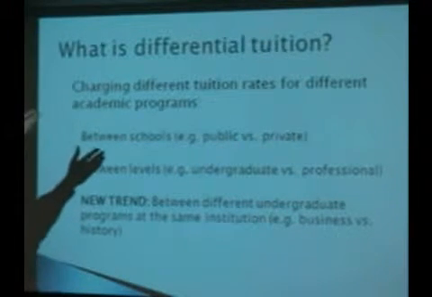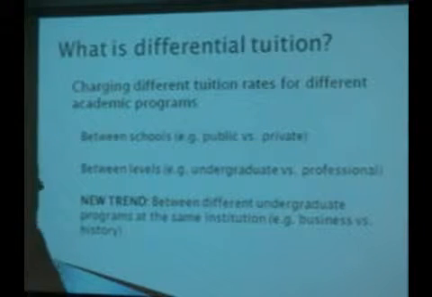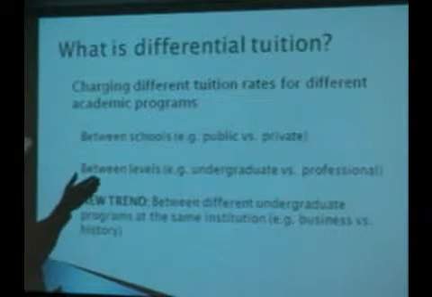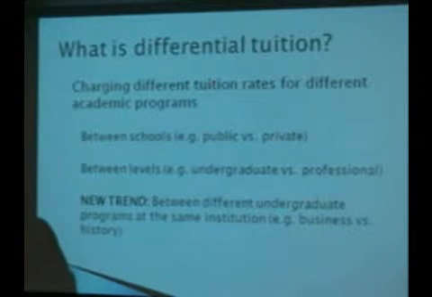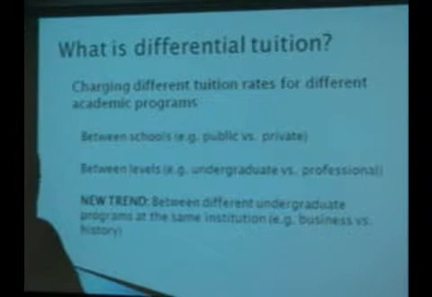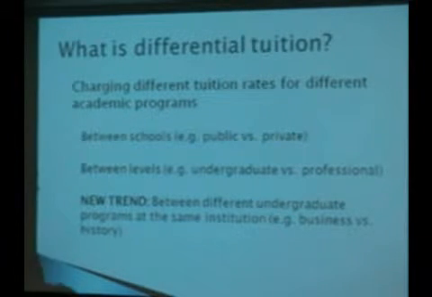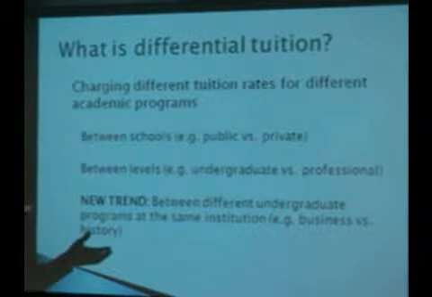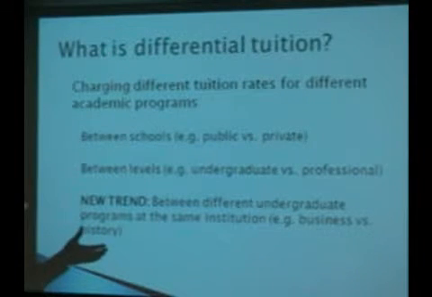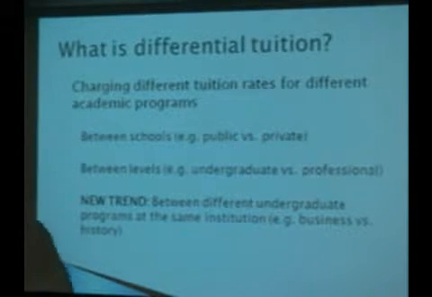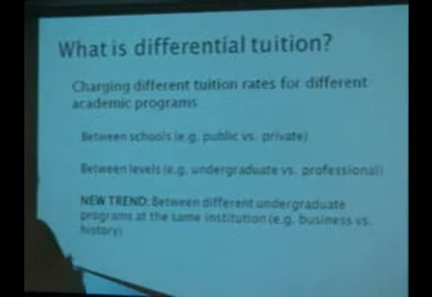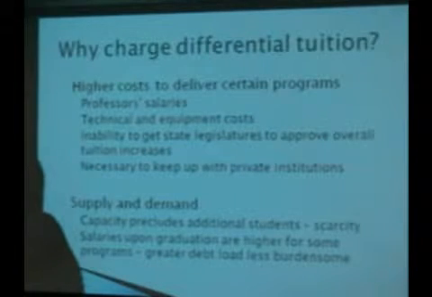It's very common between schools, between public and private institutions. And we're also quite used to differential tuition between levels of programs. For example, undergraduate tuition being at a different, usually lower rate than tuition for graduate or professional schools. The new trend, however, in differential tuition is charging different tuition rates for the different undergraduate programs at the same institution. So for example, at a university, a student who's majoring in history would pay a lower base tuition rate than a student who's majoring in business.